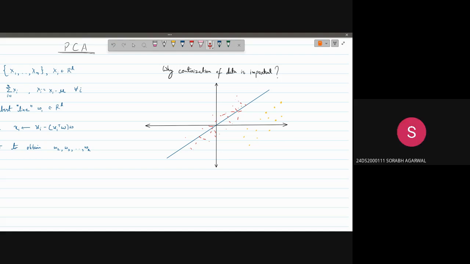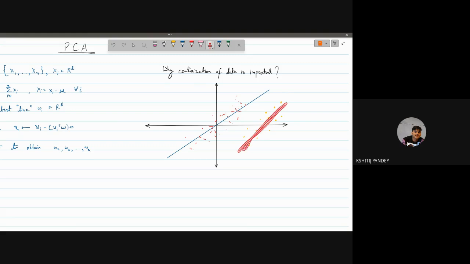Is there any problem if the algorithm gives me the axis itself? How is it a problem? Let's say this line you have. Do you think this is a good line or this is a good line for fitting the data?